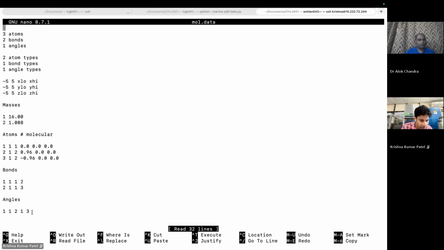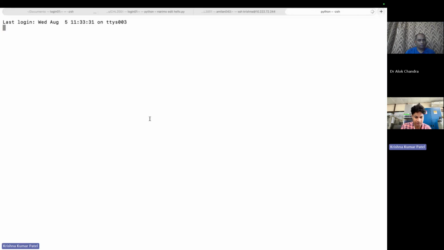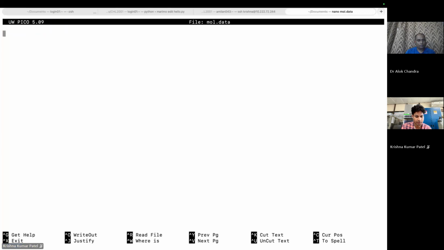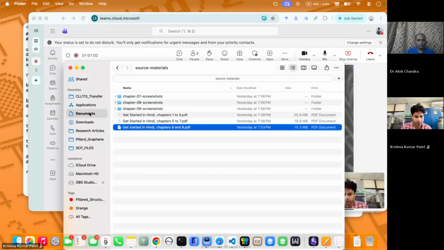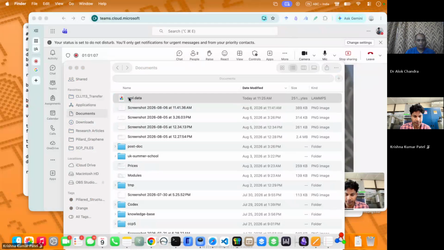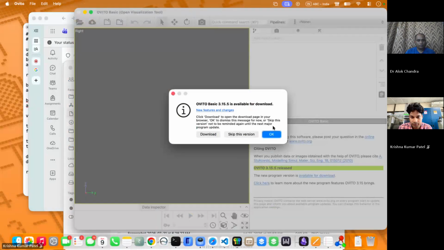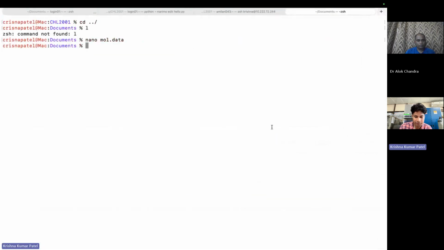Let me copy this whole thing and look at it in OVITO so we can see what the molecule looks like. Okay, the molecule data file. Here. It did not load for some reason.